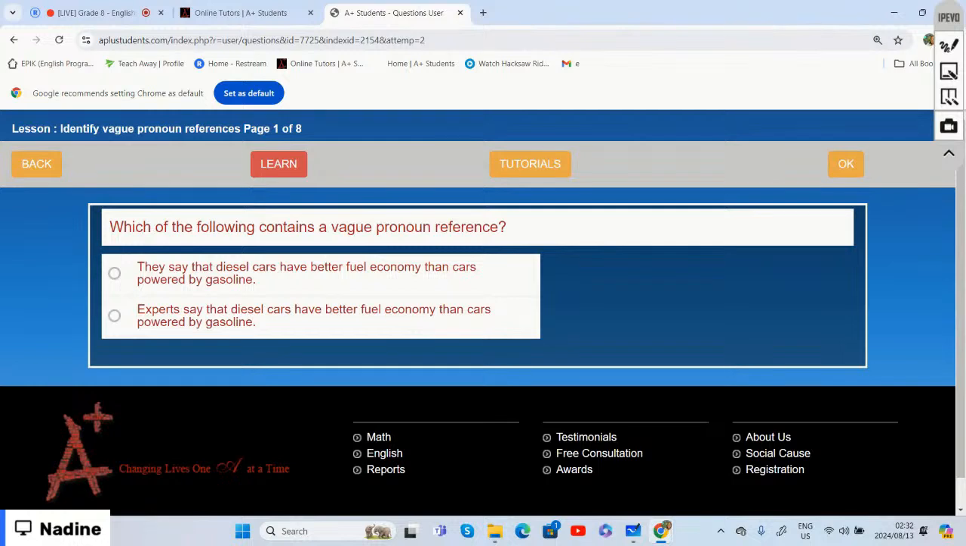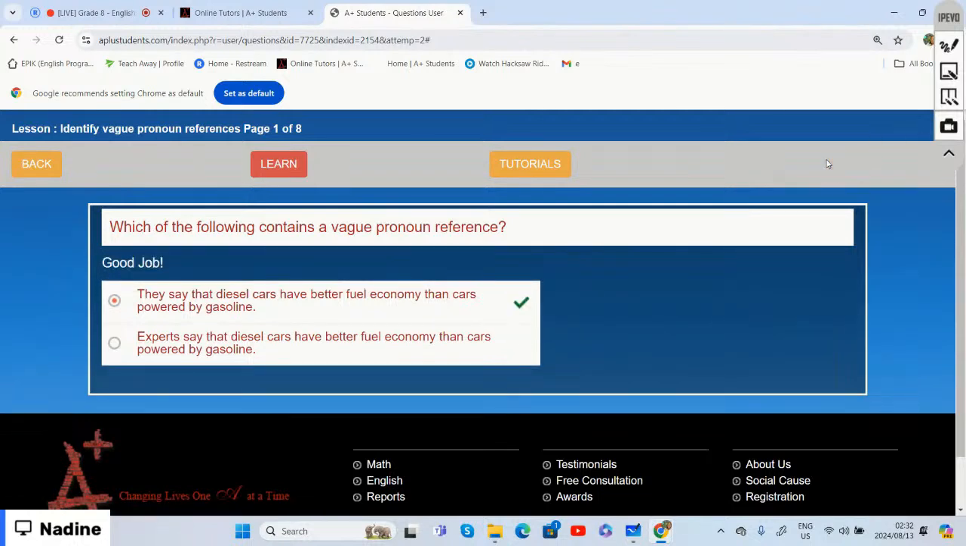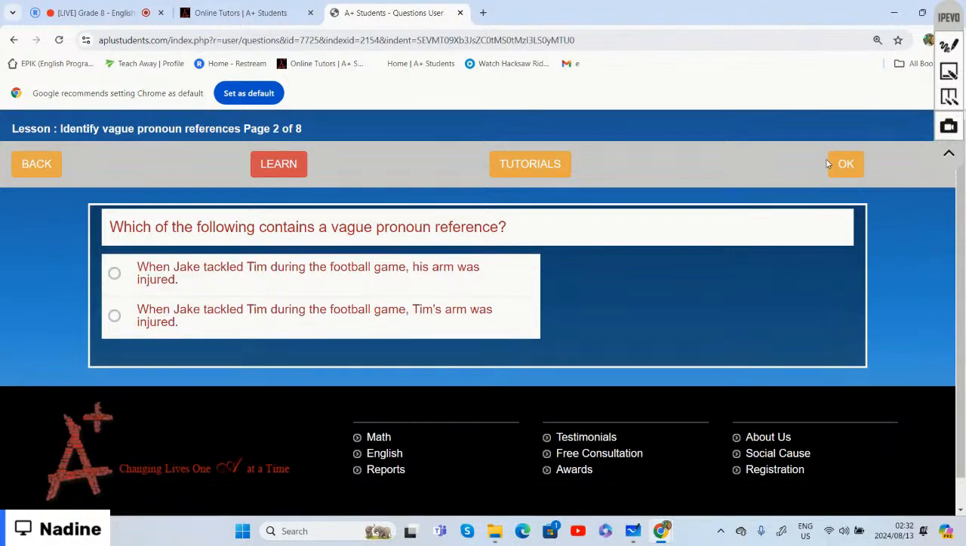All right. If we choose the correct one, we would say that the vague pronoun reference is option one, right? Because we don't know who they are talking about. At least in the second option, they're saying that experts say. All right, which of the following is a vague pronoun reference? It says, when Jake tackled Tim during the football game, his arm was injured, which is option one.